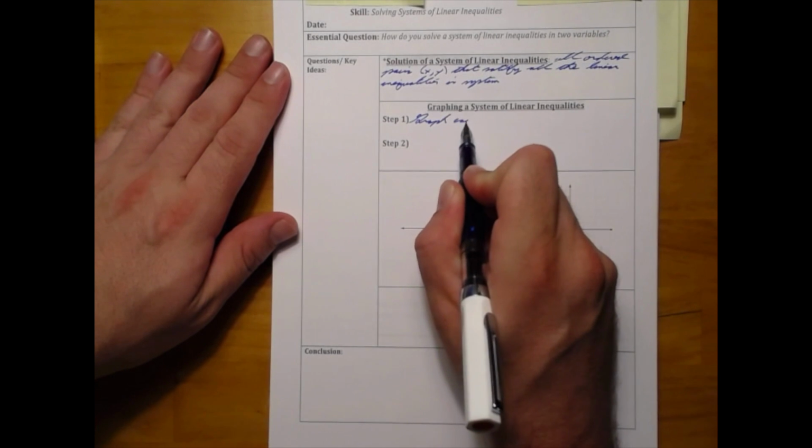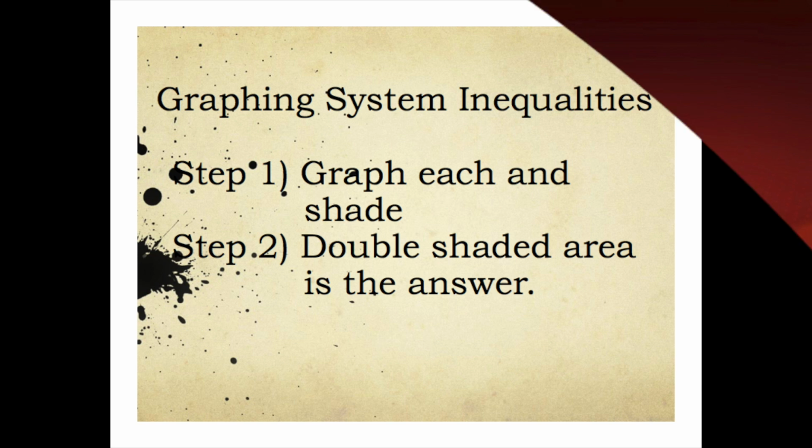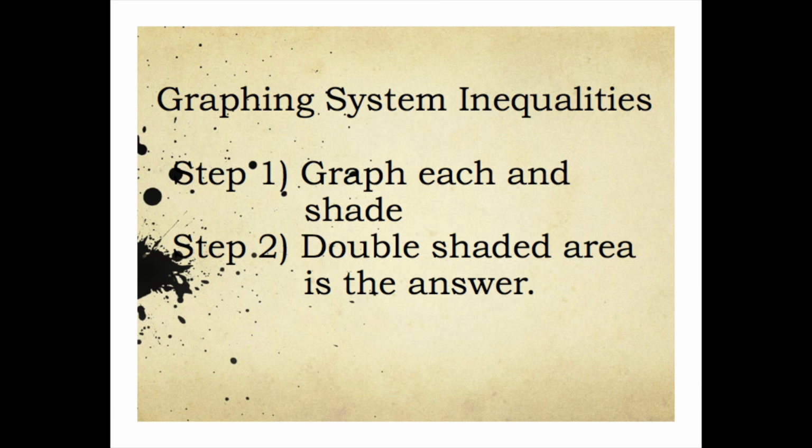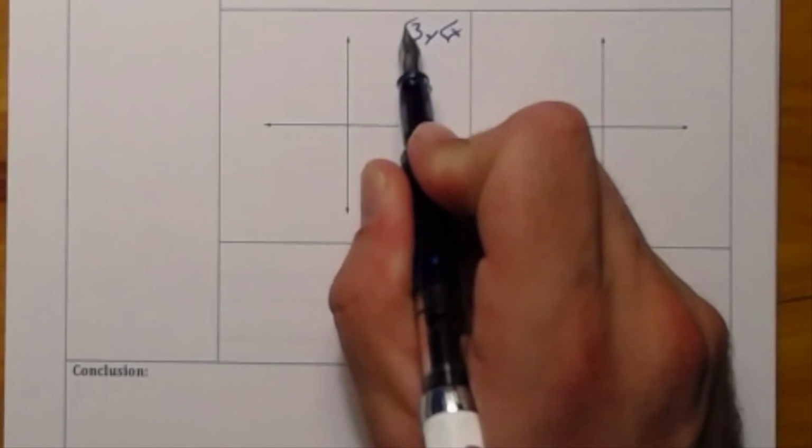We have two steps that we're going to use to solve linear inequalities. First, we're going to graph each and shade where the answer areas are. Then, the double shaded area is going to be where the solution to both inequalities is. Let's look at an example.